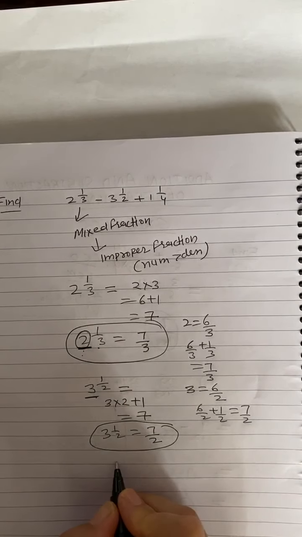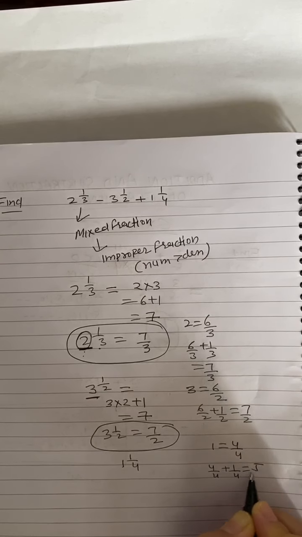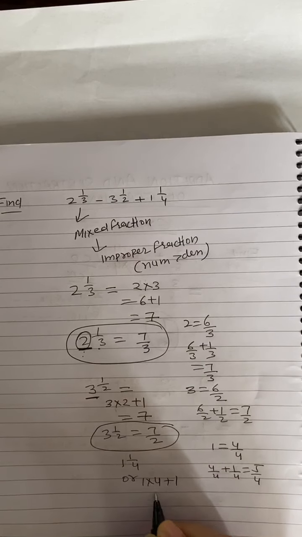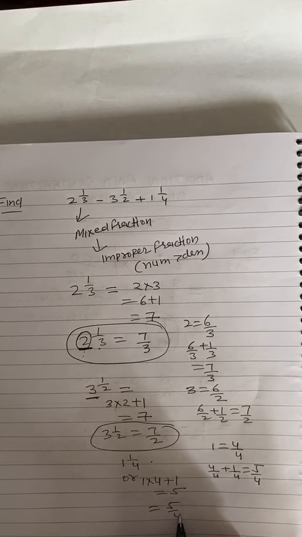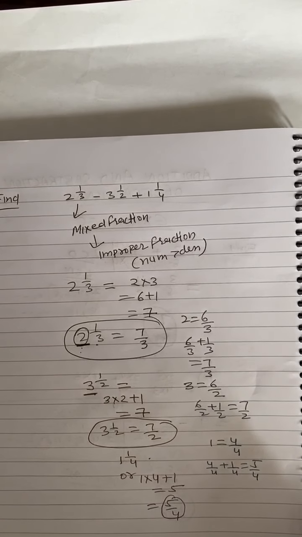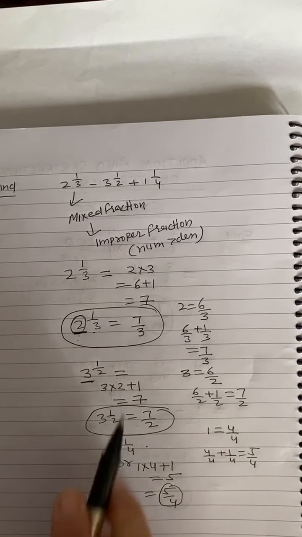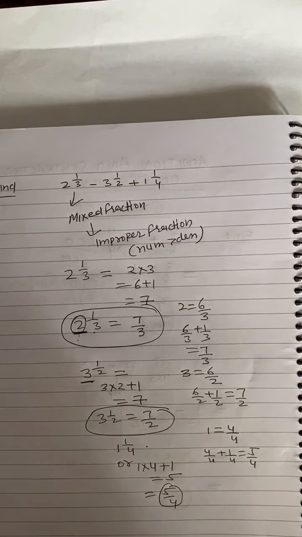Similarly, you can do 1 1/4. So 1 can be written as 4 divided by 4, and then 4 divided by 4 plus 1 over 4 is 5 divided by 4. Or you can do 1 times 4 plus 1, which is equal to 5. So this will be equal to 5 divided by 4. Once we have changed all the mixed fractions into improper fractions, we are ready to add them.